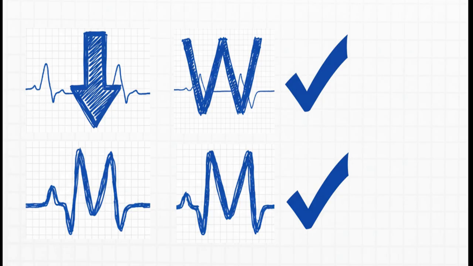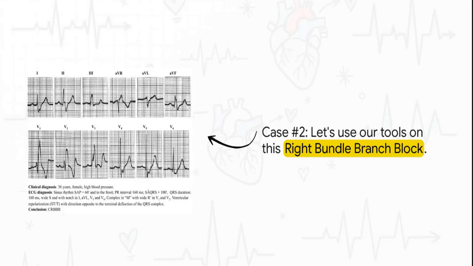Now for the confirmation. Does V1 look kind of like a W? And does V6 look kind of like an M? Yes, they absolutely do. William confirms it. Our diagnosis is a left bundle branch block. See how easy that was? Let's try another one. Here's our second case.